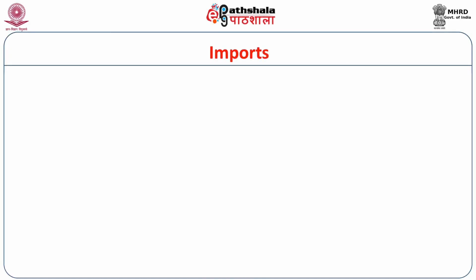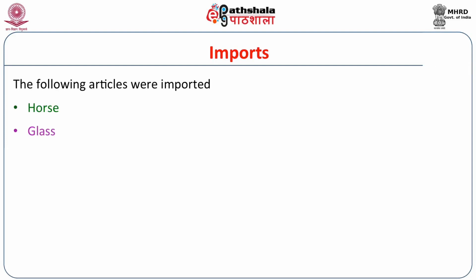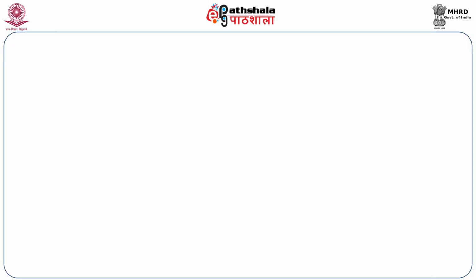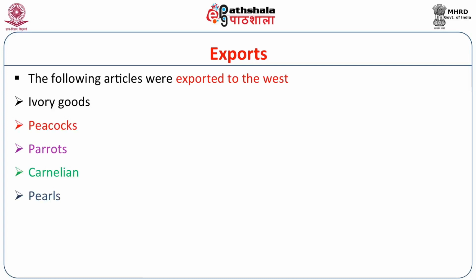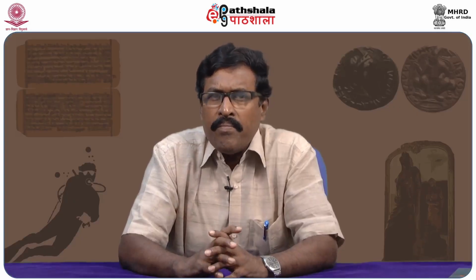Next, we get imports. What commodities were imported from the west? Horse, glass, linen, red coral. What exports? Next, we get exports to the west. Ivory goods, peacocks, parrots, carnelian, pearls, cinnamon, agate, cotton, diamond, paper. As a result, we get a certain amount of trade profit also for the state.